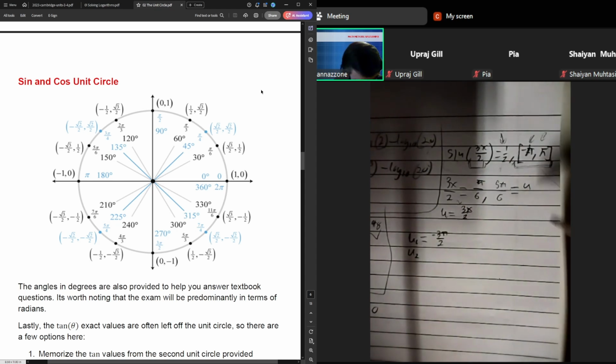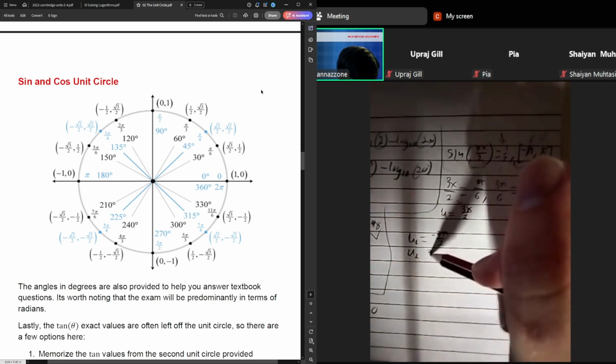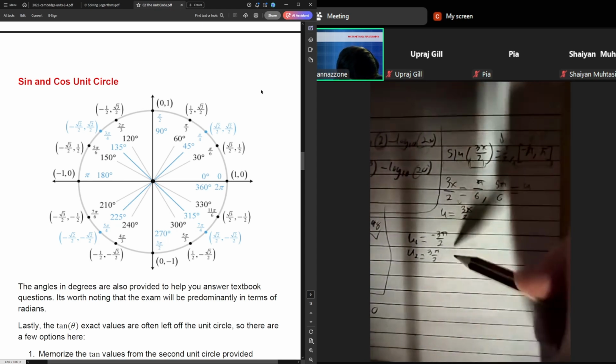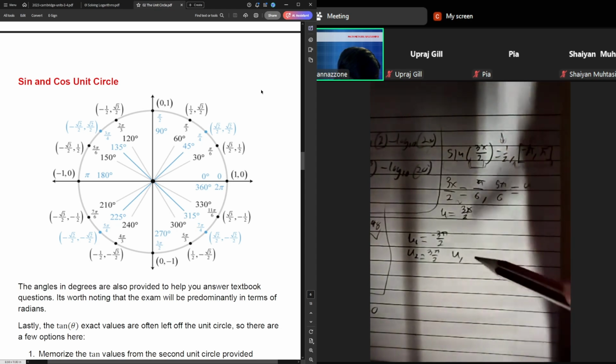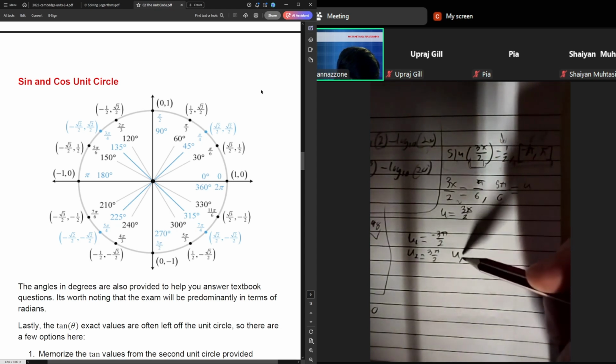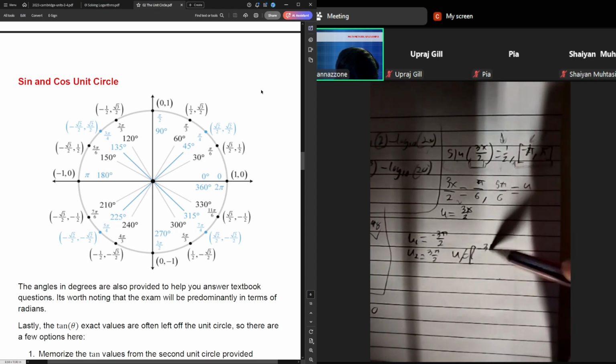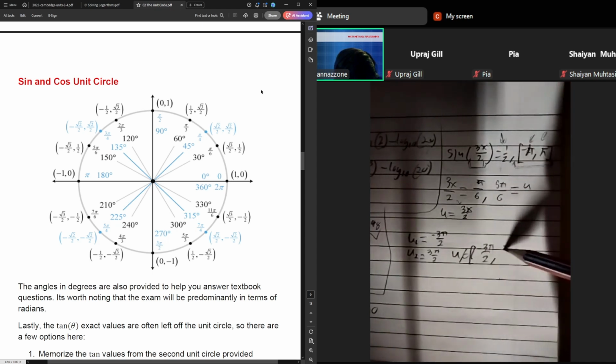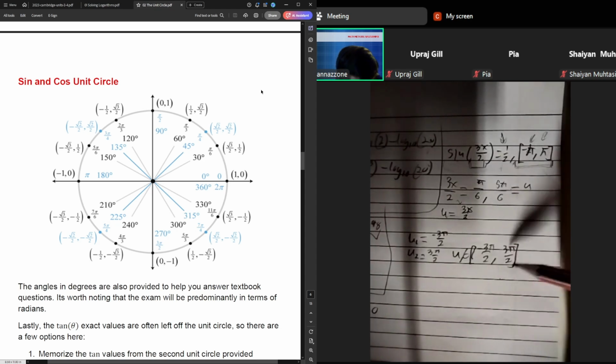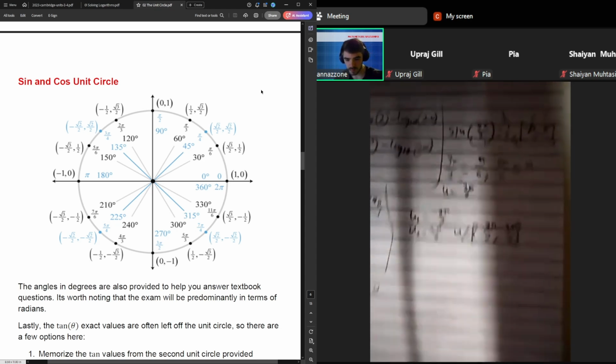Same thing for pi, so stuff a pi in there, 3 pi on 2. Hence, our new domain that we're trying to solve for will be between, so u is an element of plus minus 3 pi on 2. That tells us exactly and clearly where to start and where to stop.